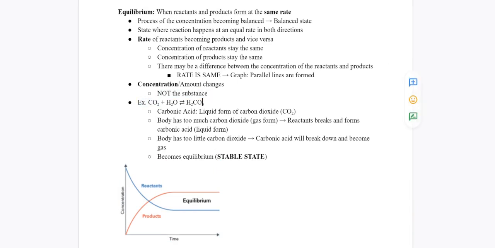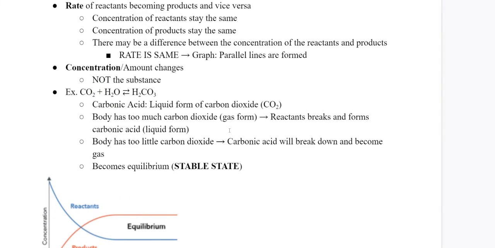So, for example here, we have carbon dioxide and water. Carbon dioxide is originally in gas form, but if the body has too much carbon dioxide, too much gas, then the reactants, the carbon dioxide and water, combine together in order to make carbonic acid. Carbonic acid is just the liquid form of CO2.